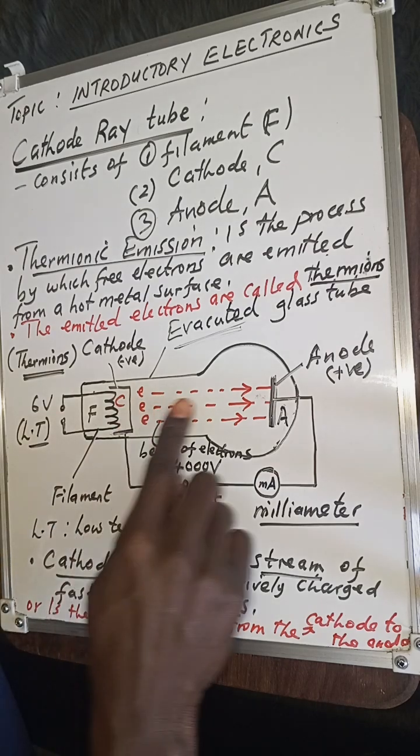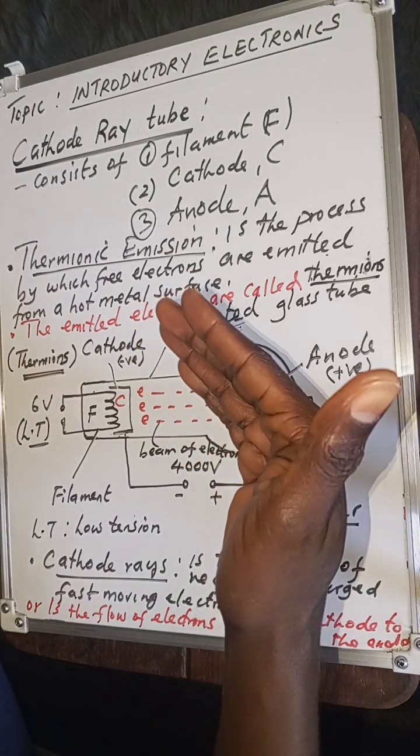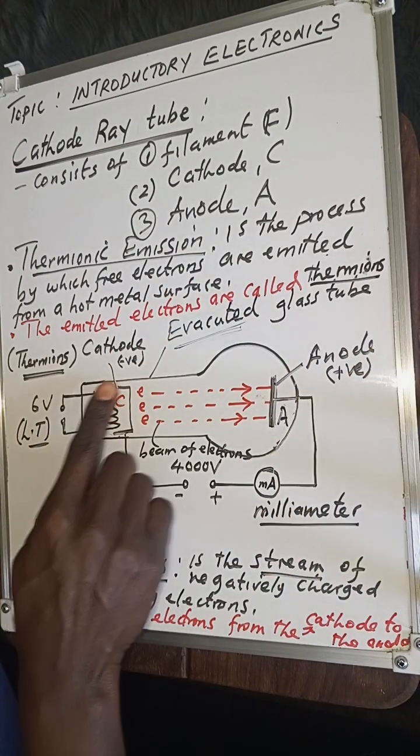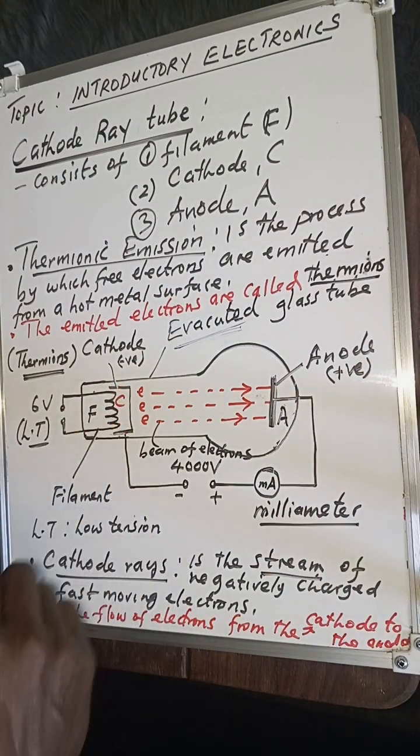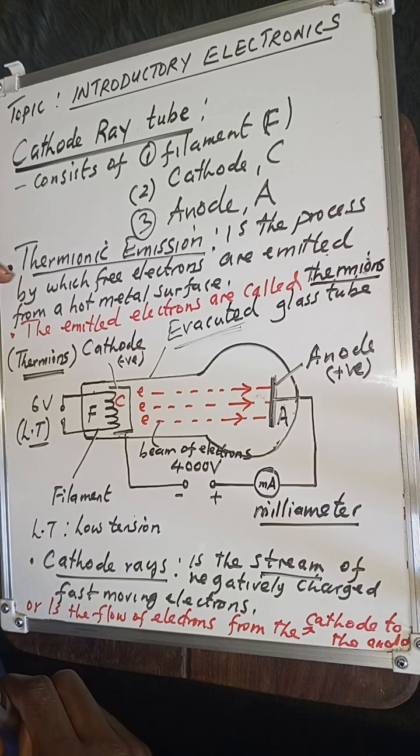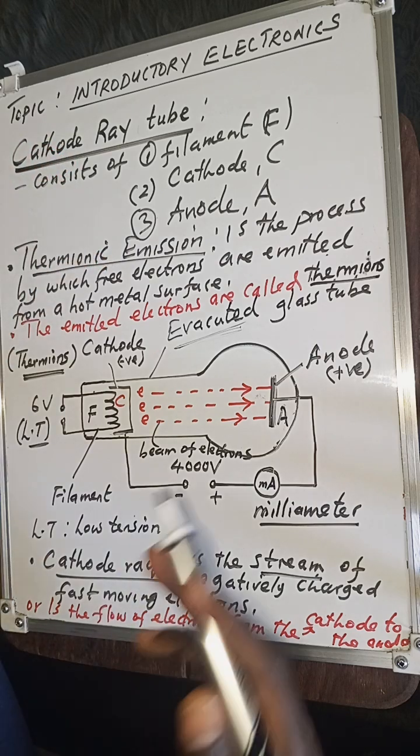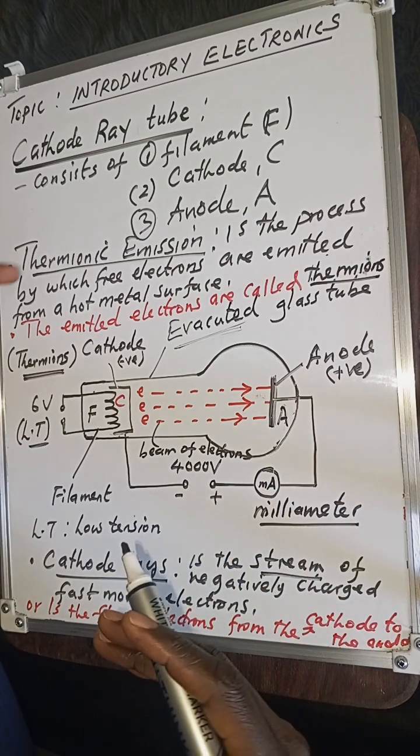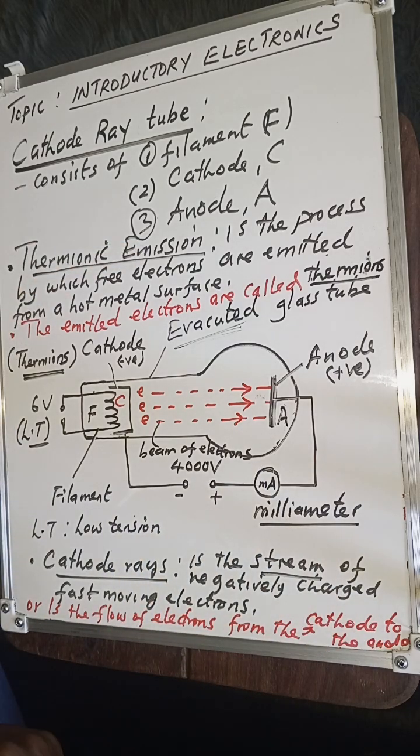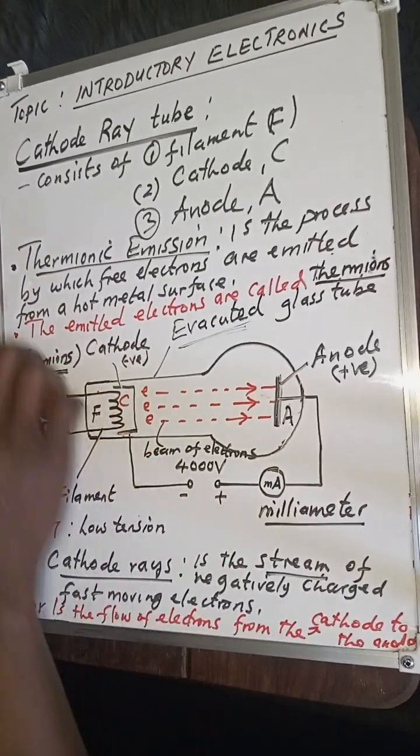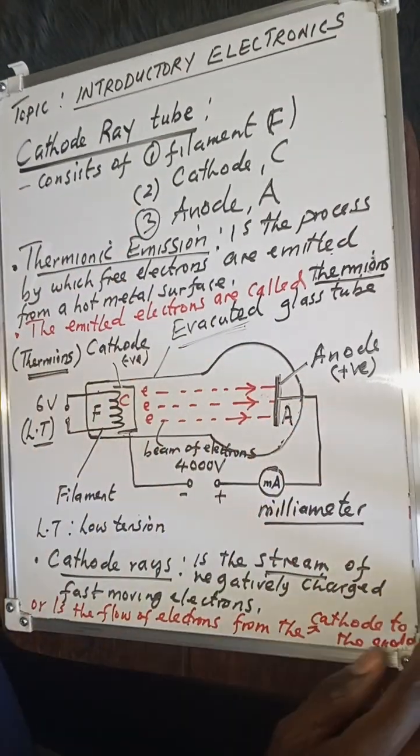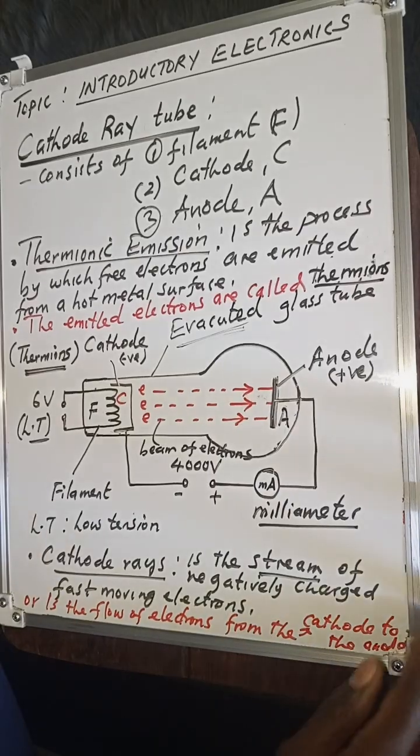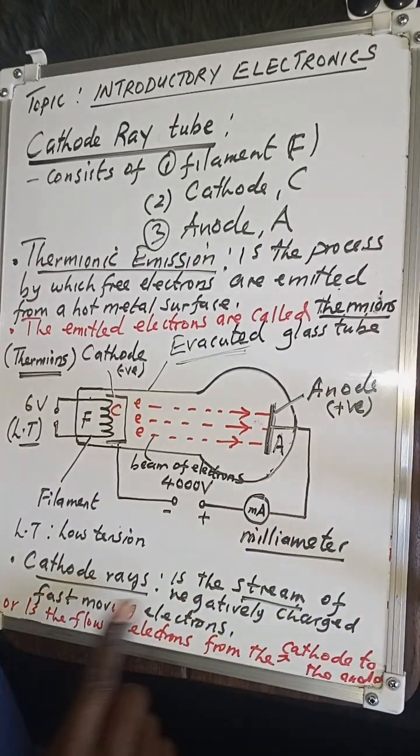They are going to collide with the air molecules, and they will lose their energy, and they'll get re-attracted back to the cathode. As a result, this process of thermionic emission will not take place. In other words, you are going to reduce the effect of thermionic emission taking place. So please remember, this is just a cathode ray tube, a modern one that you are going to be seeing. Now, we need to talk about properties of cathode rays.